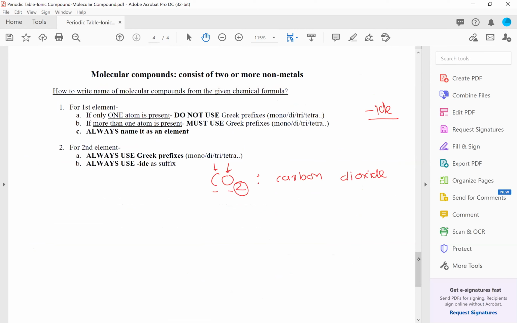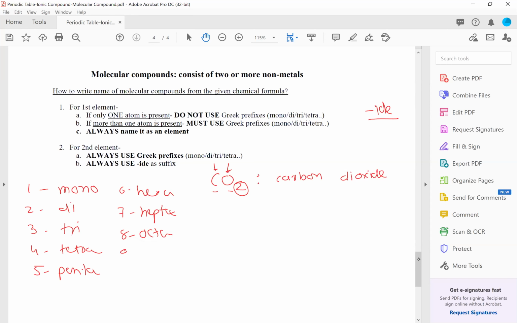What does it mean? It means for every element, if you have more than one, you have to write mono, di, tri, tetra. For example, if you have one of it, you are always going to use mono. If you have two, you're going to use di. If you have three, you're going to use tri. If you have four, you're going to use tetra. Five, penta; six, hexa; seven, hepta; eight, octa; nine, nona; and 10, deca.